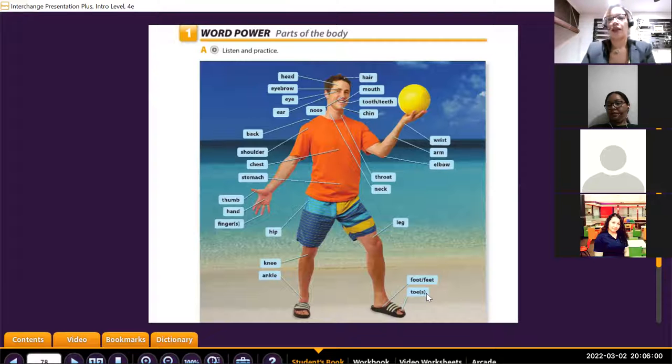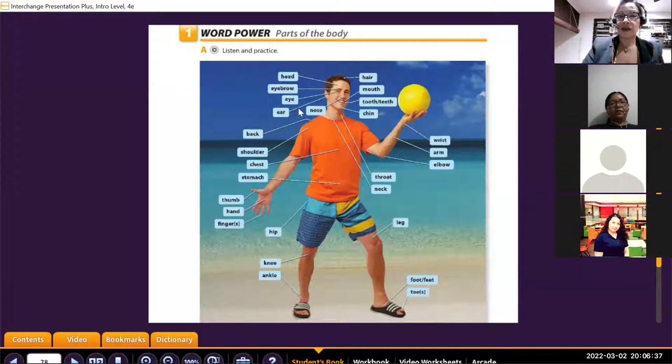Toes. Y igual que con el diente y los dientes, tenemos para decir pie, singular es foot. Plural, feet. Esos son plurales irregulares, se llaman, ¿verdad? Son palabras que para formar un plural no es agregándole la S, sino que es otra palabra diferente. Por eso se llaman irregulares, porque no siguen esa regla de agregar una S to make them plural.